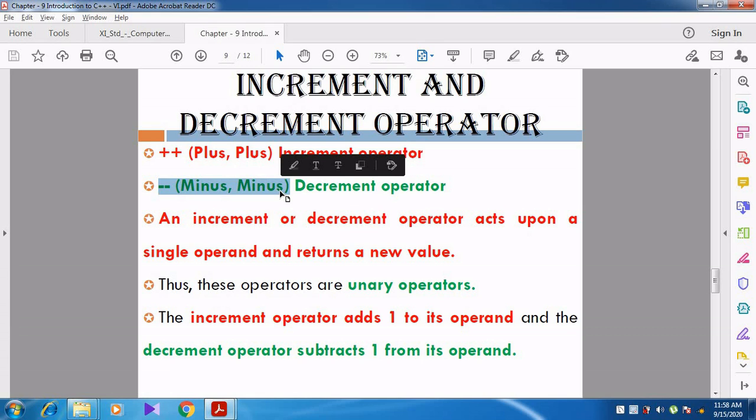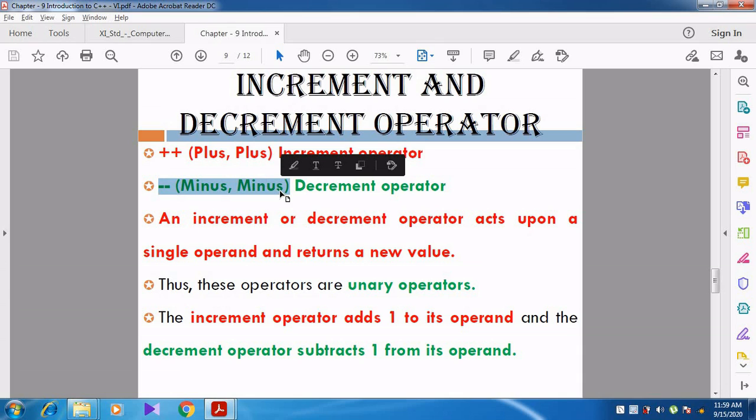Sir, what is this plus plus and minus minus? You might ask another question. See, plus plus means we want to add plus 1. Minus minus means we want to subtract by minus 1.